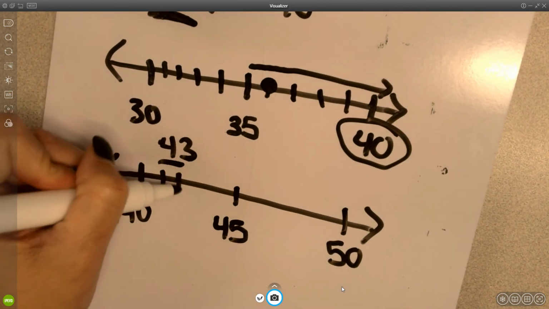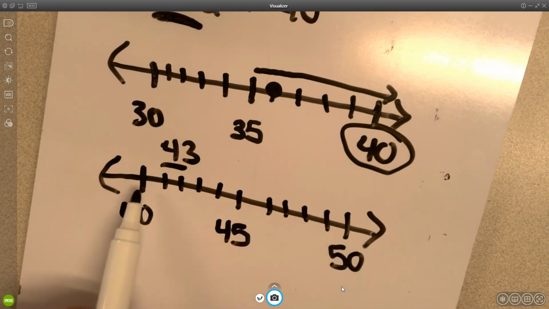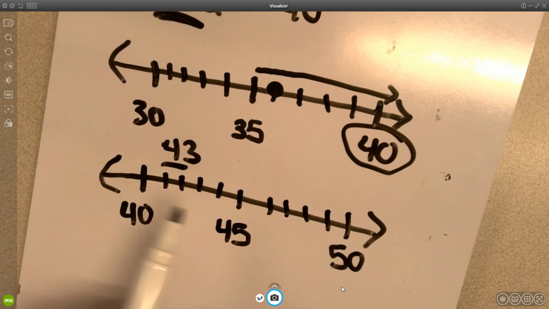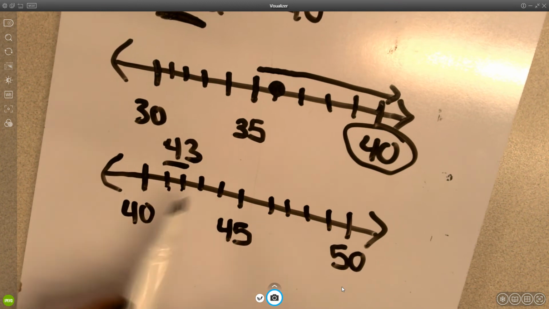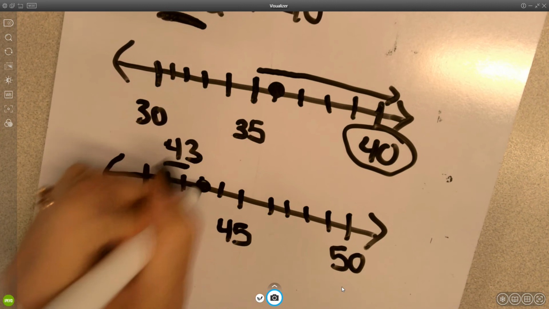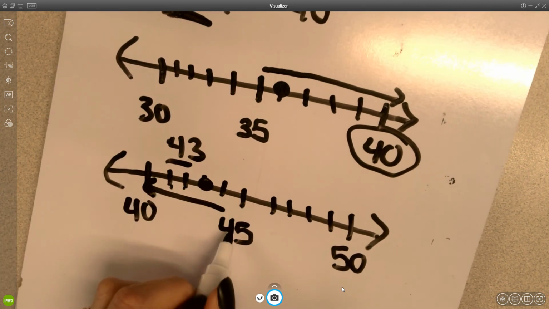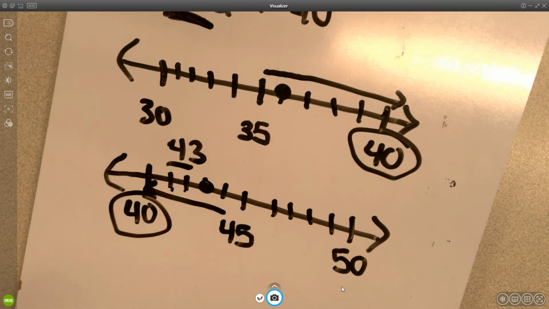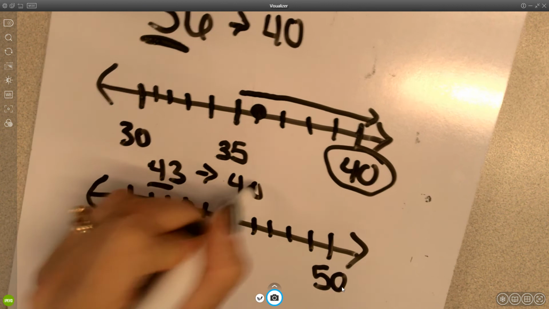Then I'm going to put in my marks to show the rest of my number line, and I'm going to find where 43 is on my number line. 40, 41, 42, 43 is right here. It is on the left of my 45, so I'm going to round to 40. So 43, we're going to round to 40.